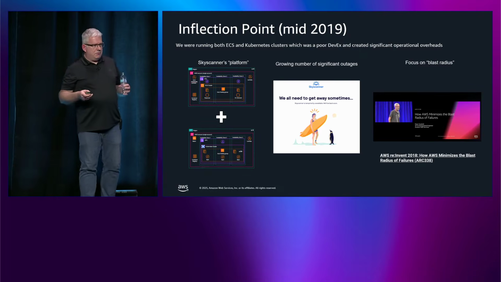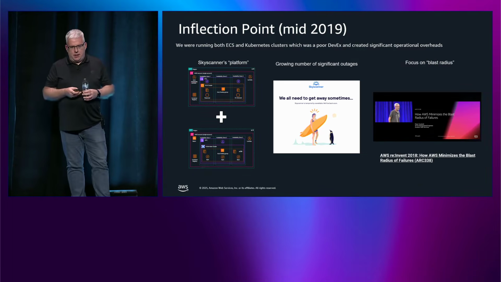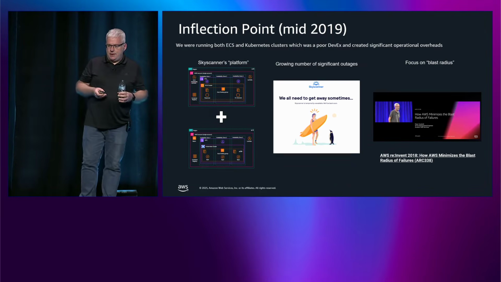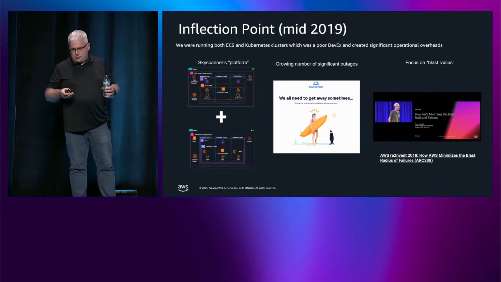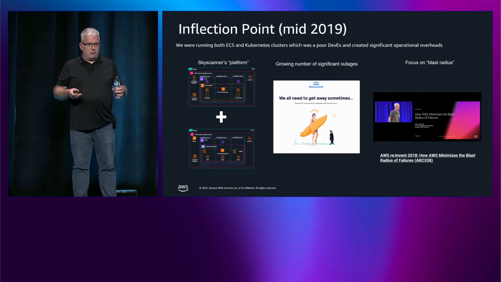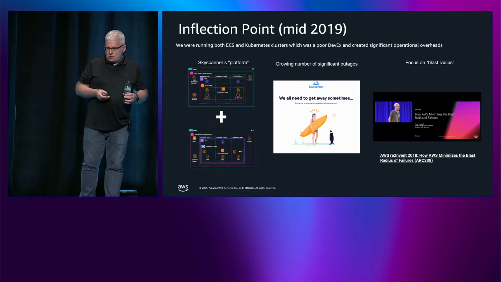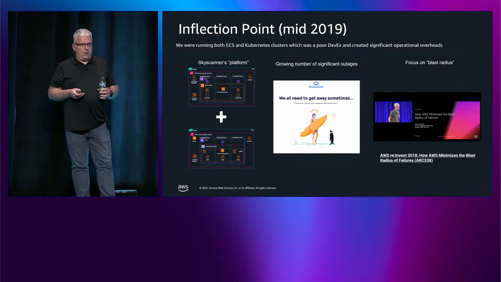So mid-2019, an inflection point had been reached. We had the problem of two different container scheduler technologies. We had multiple mega clusters and a growing number of significant outages. Our clusters had become too big to fail, essentially. Developer experience was also poor. You had too many different ways to deploy, and platform operations were brittle as well. So we looked at blast radius, inspired by AWS's own work on failure isolation, and we knew we had to shrink the units of failure. This is a great example of re:Invent in action, being able to learn from AWS and speak to their leaders and service teams.